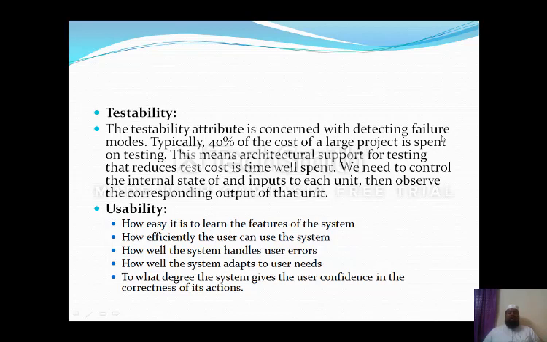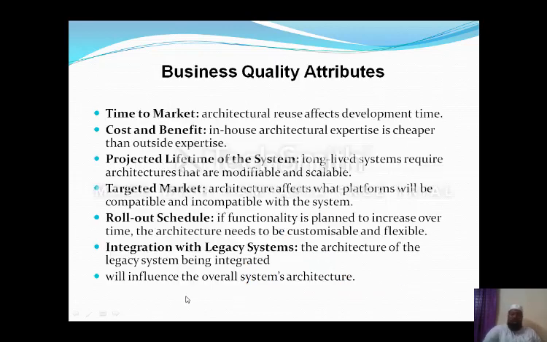Testability is nothing but detecting failure modes. We are going to identify the respective failure modes. Typically 40% of the cost of a large project is spent on testing. This means artificial support for testing that reduces test cost is time well spent. We need to control the internal state and inputs of each unit, then observe the corresponding outputs of that unit. Usability: how easy it is to learn the features of the system, how efficiently the user can use the system, how well the system handles errors, how well the system adapts to user needs, and to what degree the system gives the user confidence in the correctness of its actions.